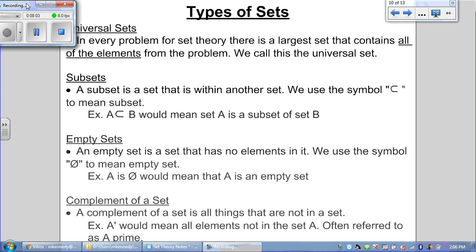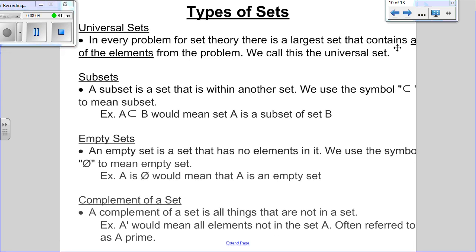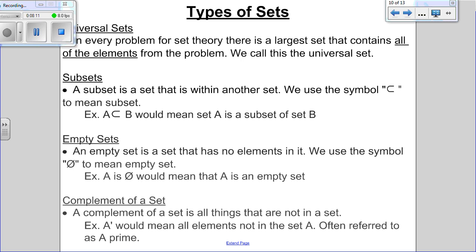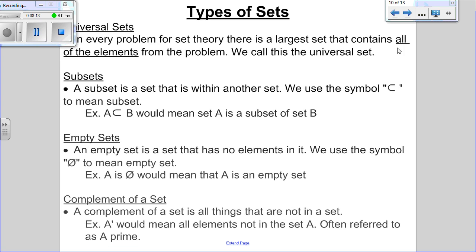They have the definition here. It's the largest set, and it contains all of the elements. It contains all of the elements. Sometimes all of the elements might be in another set as well, and that's okay. But as long as the universal set contains everything, you're good.